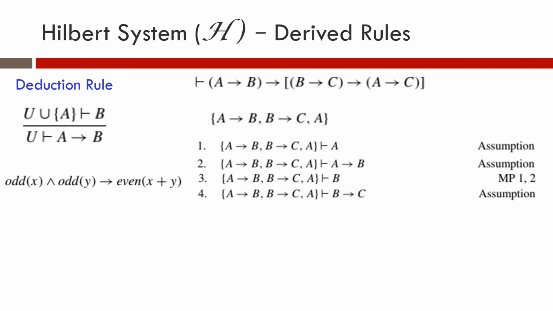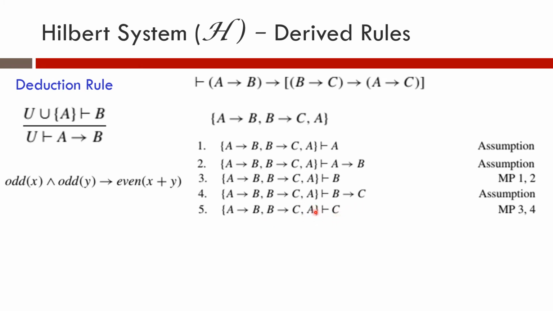Now we have B and we have B implies C. To this again we can apply modus ponens. So applying modus ponens to 3 and 4, we get C as provable. See here, B is provable, B implies C is provable, which means that C is provable. So we have now, with this set of assumptions, the formula C provable.